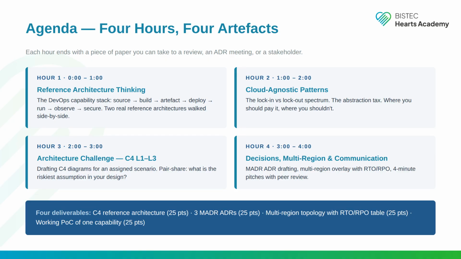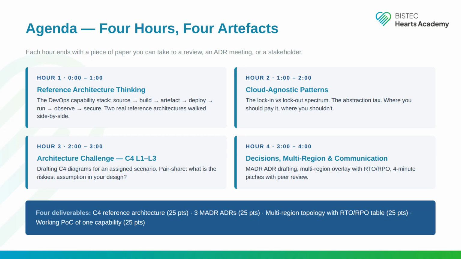Hour 2 is cloud agnostic patterns: the lock-in vs lockout spectrum, the abstraction tax, the 4 decision lenses, the migration test, the skills test, the standardization test, and the cost of change test. We will use the spectrum to map your platform components and decide where you should pay the tax and where you should not.